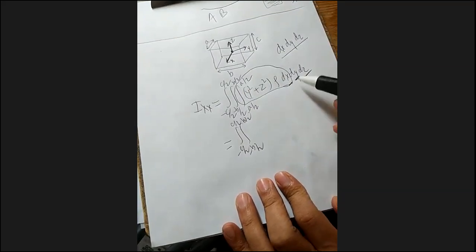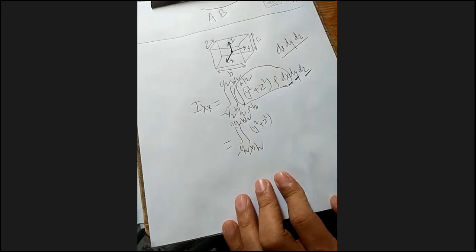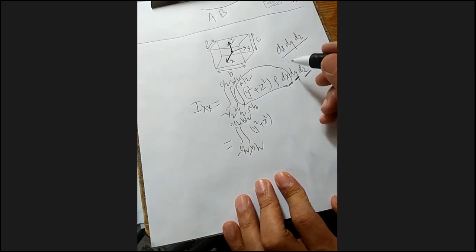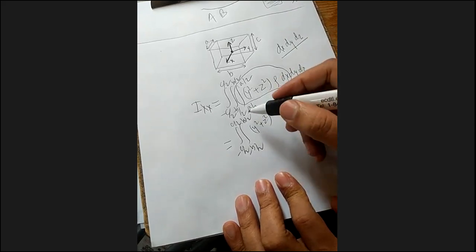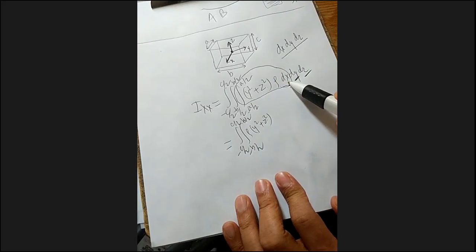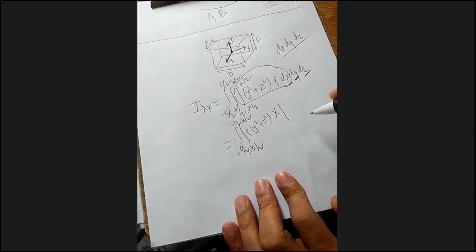So with respect to x, y and z are constant. So y square plus z square is constant for x. Then rho is also constant, obviously, right? Rho is constant density. Then what is the integration of dx? Simply x, with integration limit from negative a over 2 to a over 2, right?